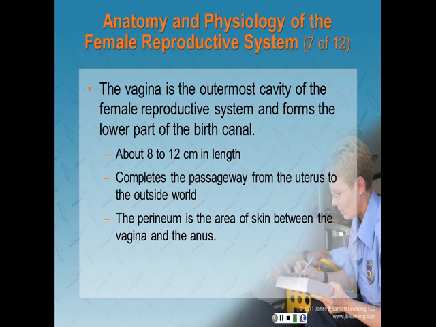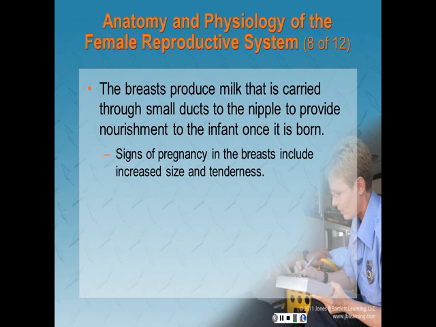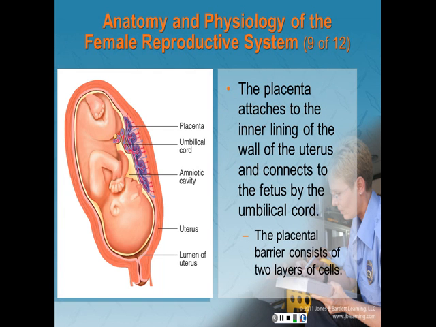And the perineum is the area of skin located between the vagina and the anus. The breasts produce milk that is carried through small ducts to the nipple, and this provides nourishment to the infant once it's born. Signs of pregnancy in the breast include increased size and tenderness.